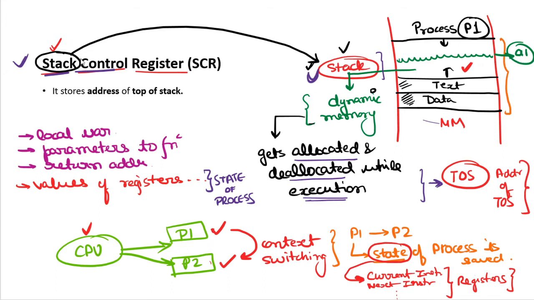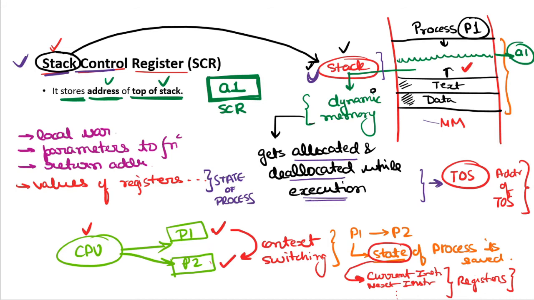Now what stack control register does is it stores the address of top of stack. If this is SCR, then it will store the value A1. So stack control register is used to store the address of top of stack, and this is how we can access and manipulate the stack.